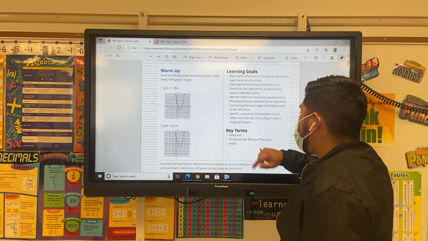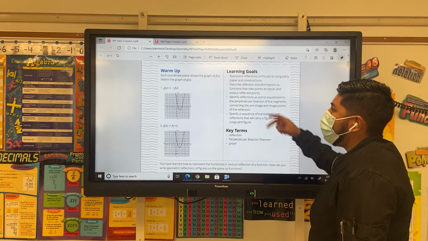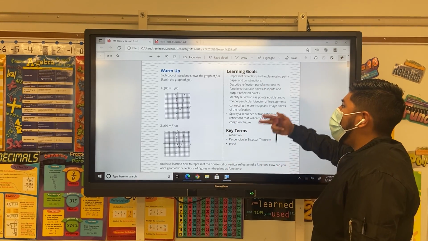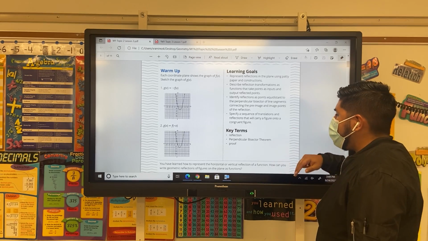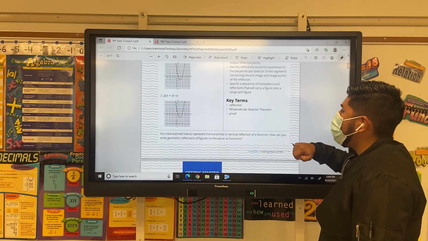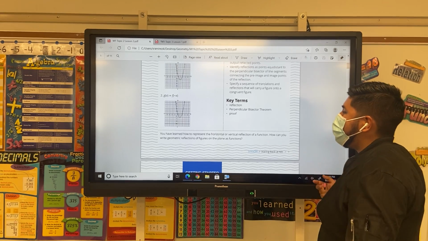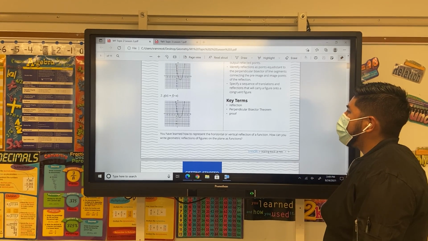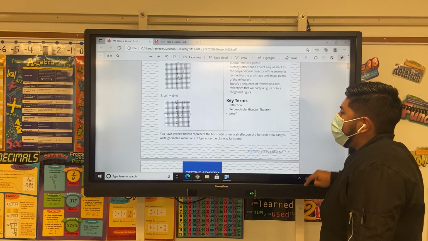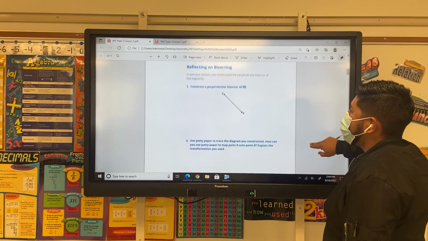Skipping the warm-up because I don't want to get too much into reflections of graphs that you did last year. I want to focus on the reflections for this year. Some key terms you should know: what reflection is. Perpendicular bisector theorem. That is something that we should already know how to do. And then of course we're going to prove it. Okay.